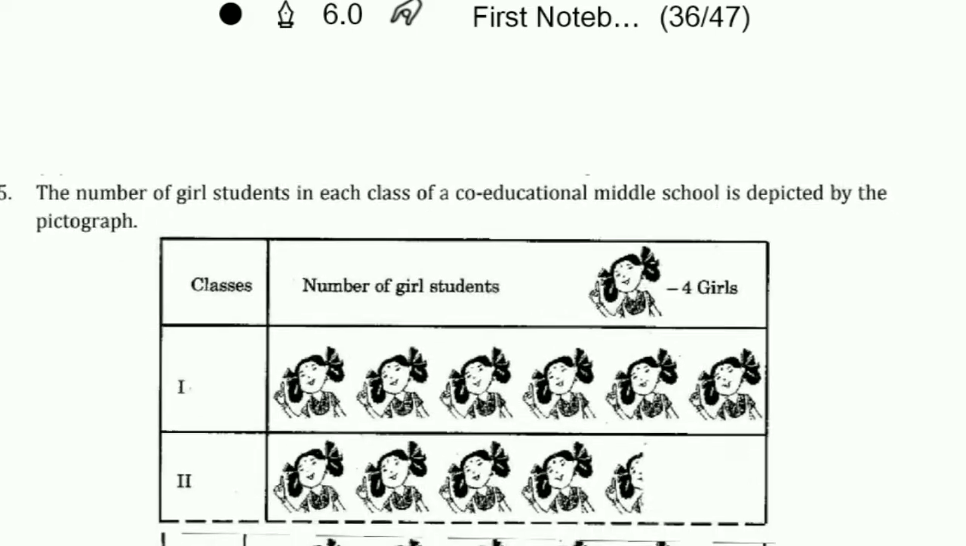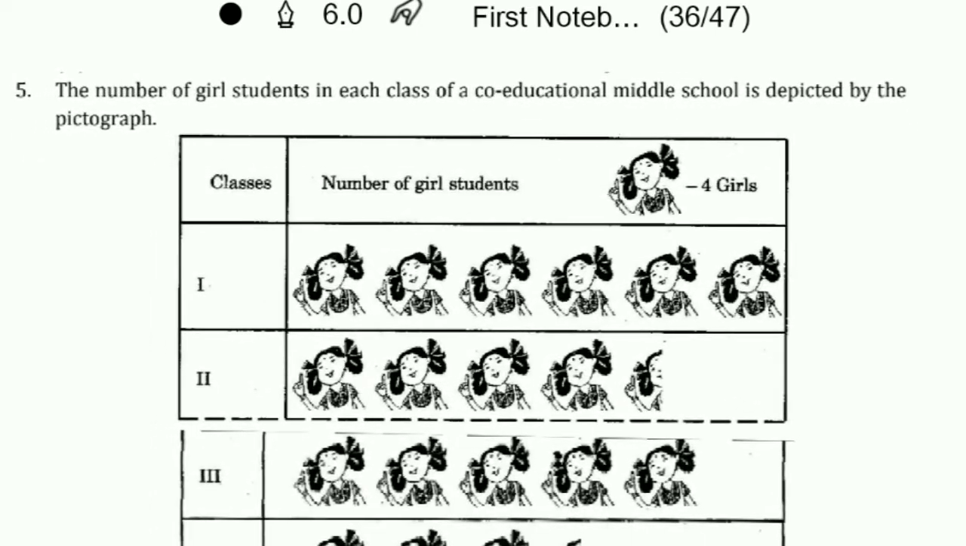Okay. Number 5. The number of girl students in each class of a co-education middle school is depicted by the pictograph. Okay. So in this one, one picture represents 4 girls. Now in class 1, what will we see?